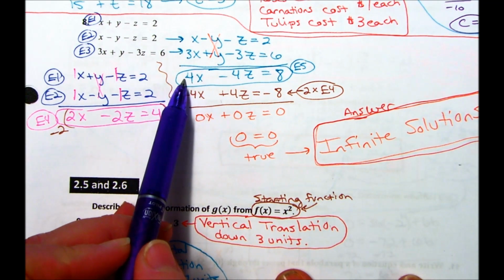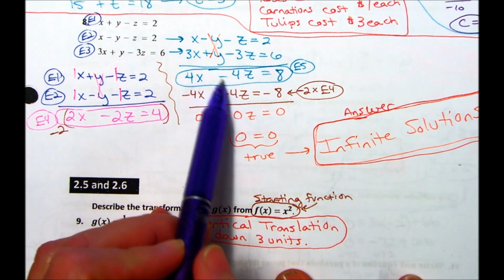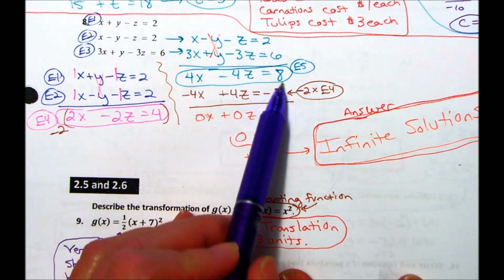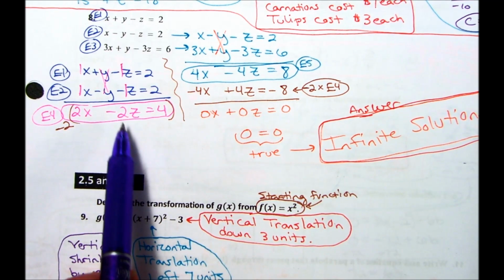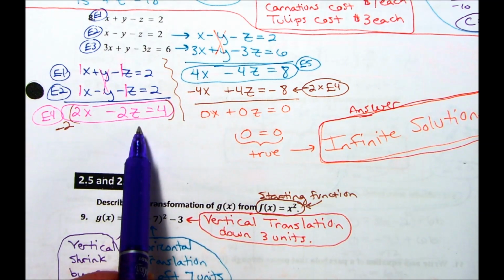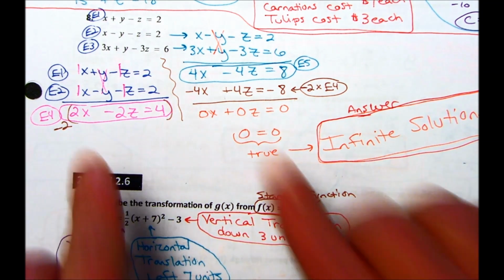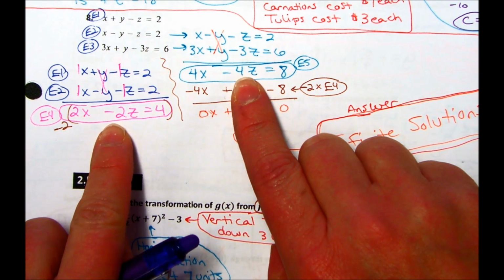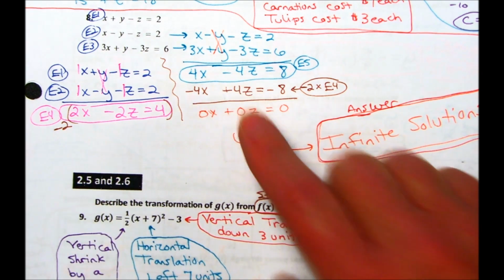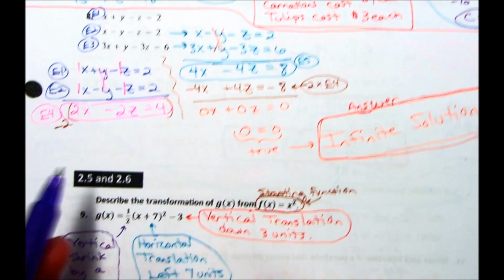Add your x's, you get 4x. Add your z's, you get negative 4z. Add your constants, you get 8. So now when you look at these two equations, you have to decide, okay, am I going to eliminate the x's or the z's? Well, it just so happens that everything is going to cancel.